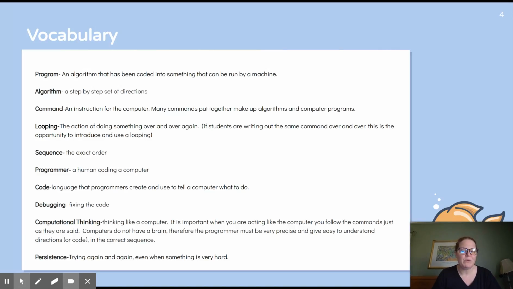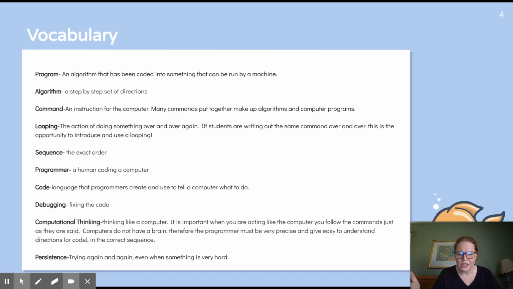Now, you remember in programming when we did this, that when we programmed something, it only did what we told it to do. If we had something out of sequence, then something didn't work. So a programmer is a human coding a computer. And code is language that programmers create and use to tell a computer what to do. Debugging means when you fix the code. You figure out where you went wrong, go back through, trace your steps, and fix the code. Computational thinking is basically thinking like a computer.